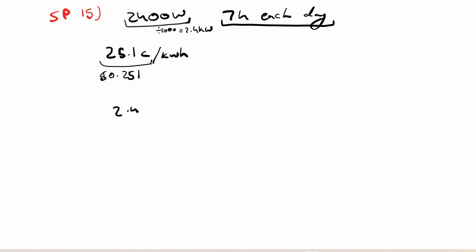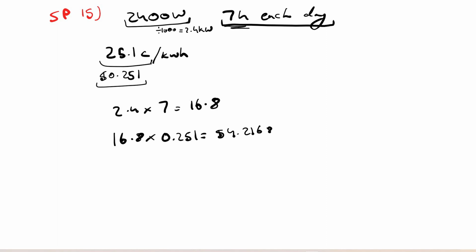So we have 2.4 times how many hours? 7 hours. So 2.4 times 7 is 16.8. Yeah? And each day, right, so for the 7 hours, we multiply it by our rate. So 16.8 times by 0.251 is equal to $4.2168.